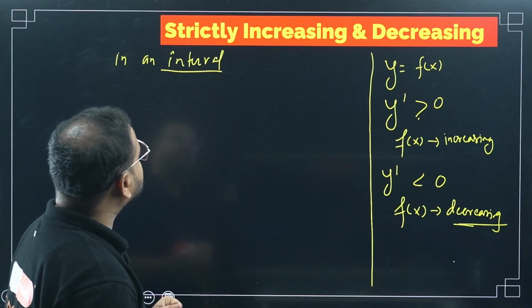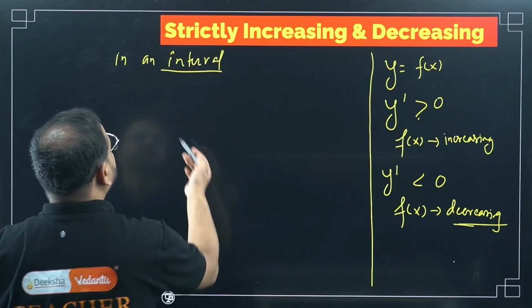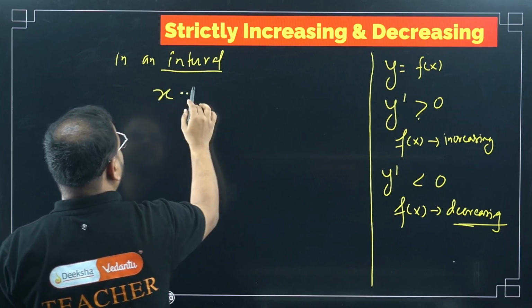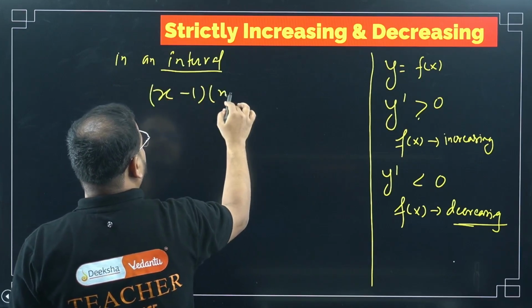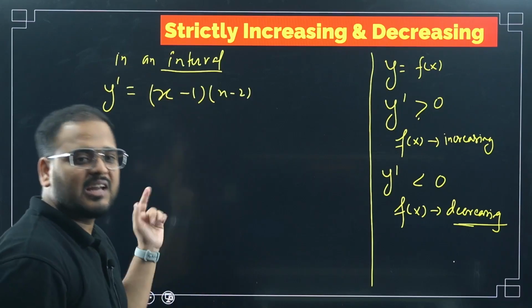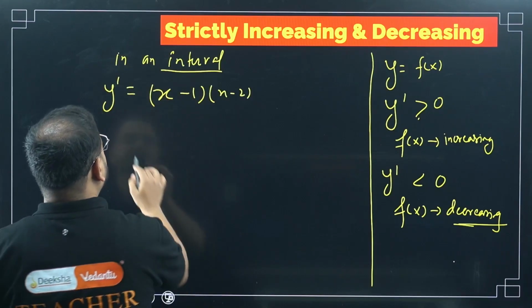So I can see this, let's say I have a function defined like this, x minus 1, x minus 2. This is my derivative of the function. What is it? The derivative of the function is defined like this. Then what can I take?